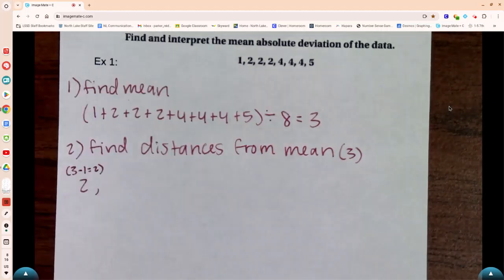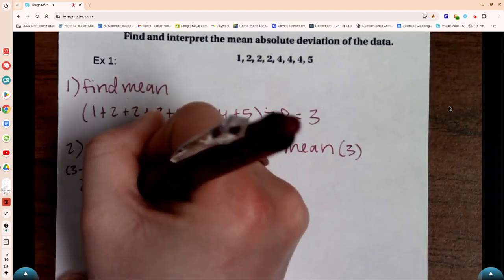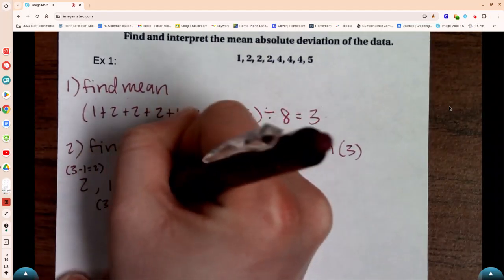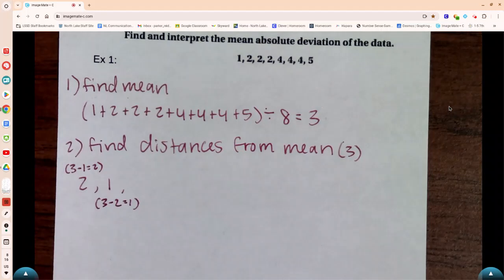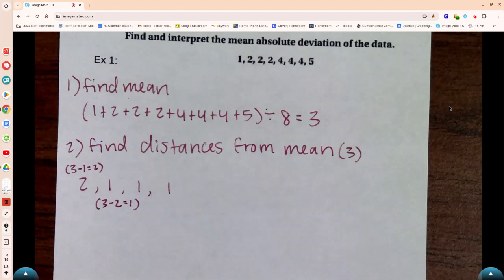My next value is a 2. So how far away is 2 from my mean of 3? Neil? It's just 1 away. And that's because my mean of 3, if I take away the value of 2, I get 1. Well, I have 2 more 2s, so I know I'm going to have a 1 2 more times because 2 is 1 away. We already figured that out. I don't need to redo it. I just need to write it down a couple other times.